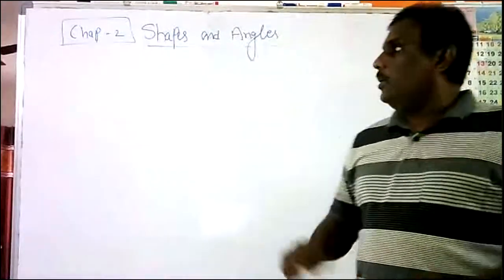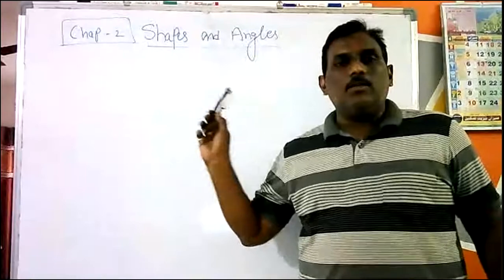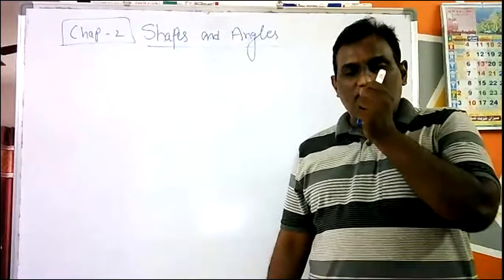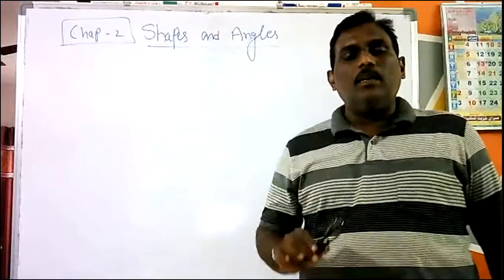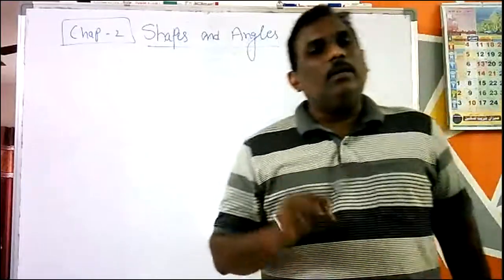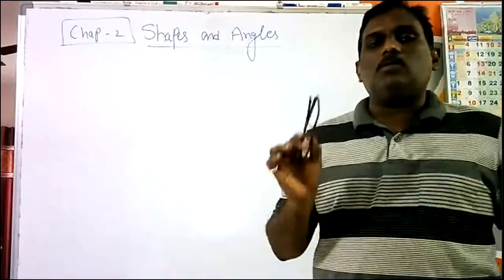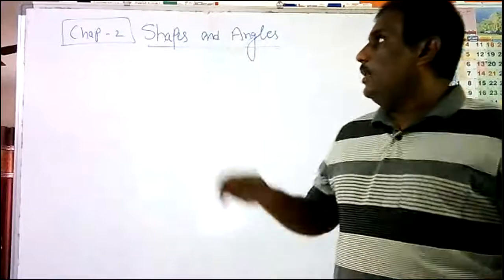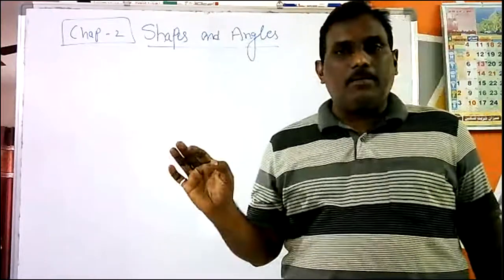Today we are going to start the new chapter, Shapes and Angles, chapter 2. The fishtail chapter is completed in detail. Many worksheets are given. In the next class, we will discuss the Google form also on the fishtail. The new chapter: Shapes and Angles.